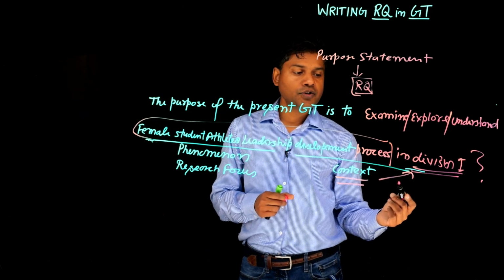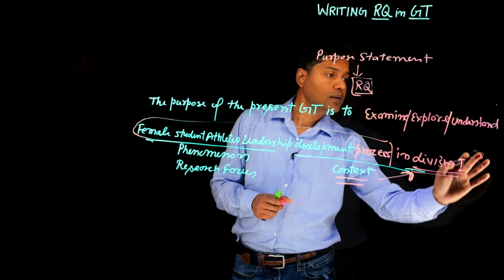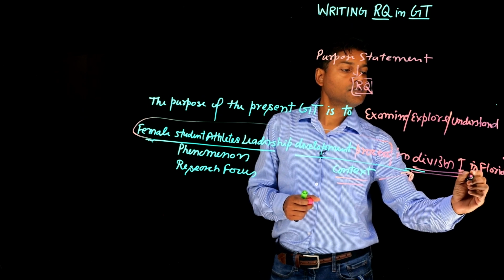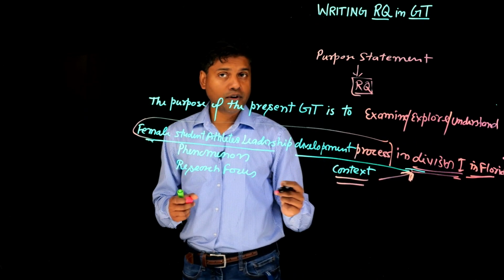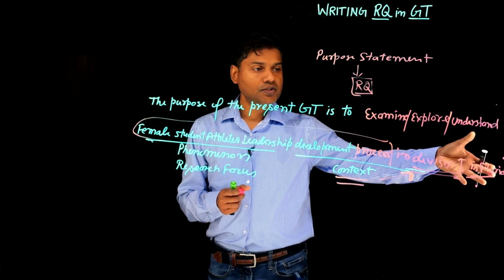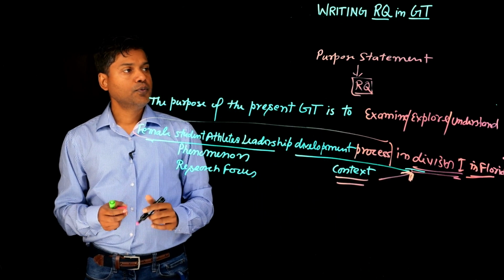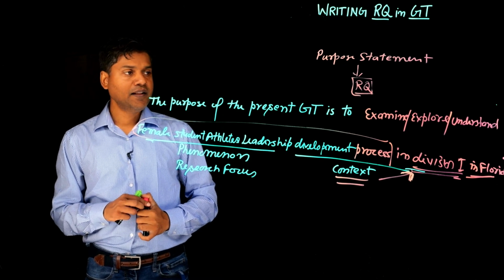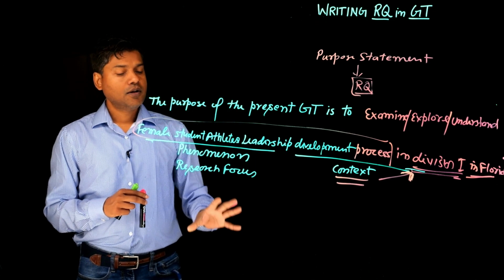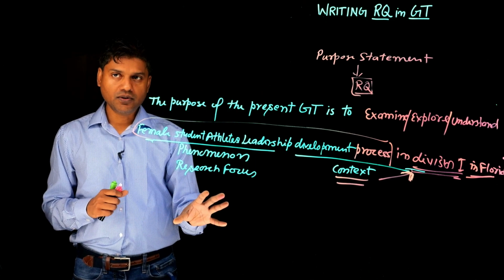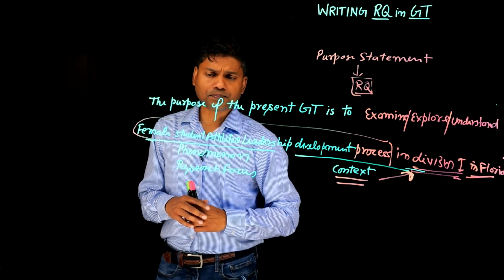In what context do you want to study it? Maybe another context could be Division 1 in Florida. So again, some more context. Division 1 is a category, and which state? We are talking about Florida in the United States. So that's giving more context. So you can use this framework when you write your purpose statement. And then after this purpose statement, you can have your next paragraph saying the guiding research questions for this study are as follows, and then you can write your research questions.